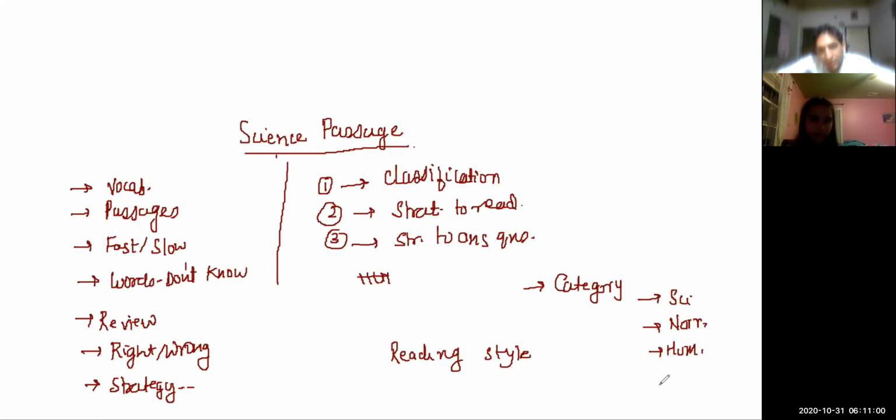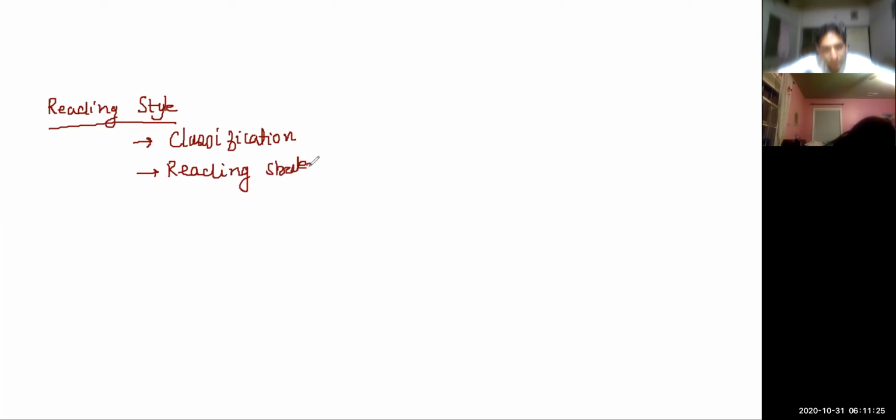So wait, what is 2 and 3? What does 2 and 3 say? There's number 2 and 3. I'm sorry, it's classification. After classification, what comes? Strategy to read, and 3? Strategy to answer questions. Yeah, I'll write it again. So classification, reading strategy, and answering strategy.